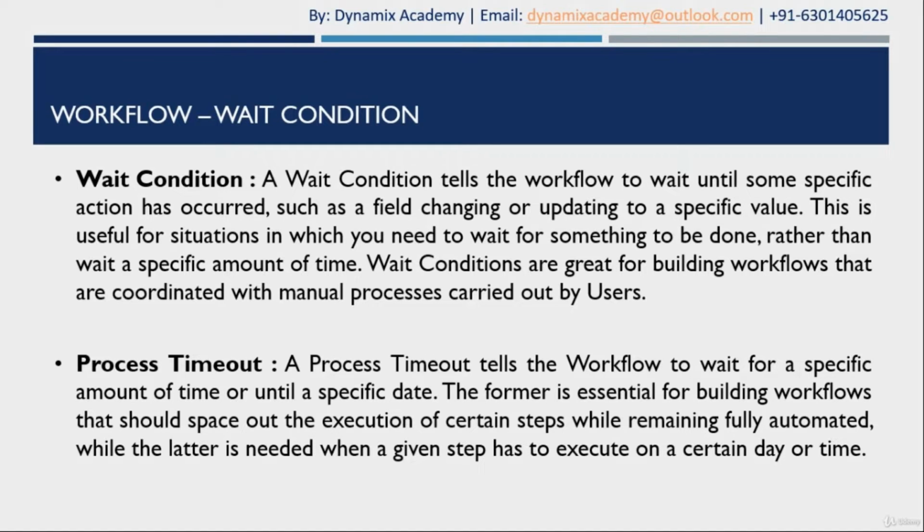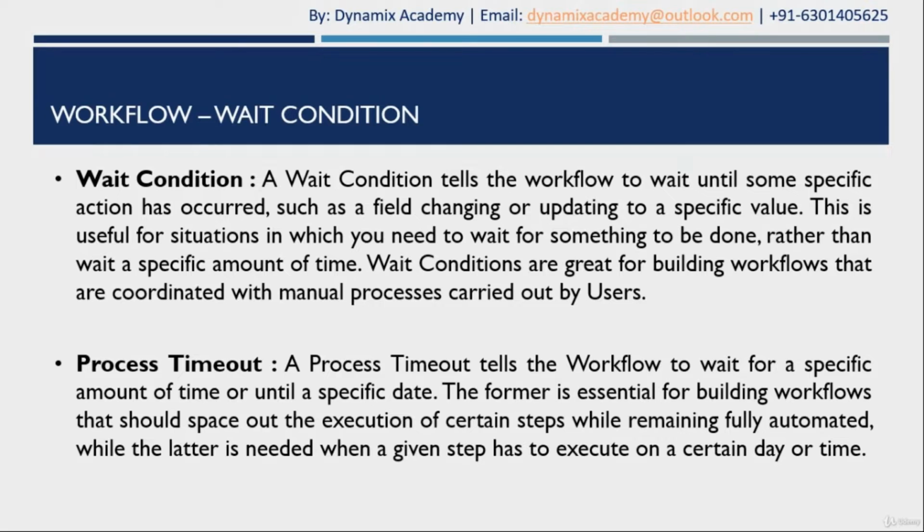But a process timeout tells the workflow to wait for a specific amount of time or until a specific date. While a wait condition is essential for building workflows that should space out the execution of certain steps while remaining fully automated, the process timeout is needed when a given step has to be executed on a certain day or time. So whenever some time duration is required, you need to use process timeouts, while wait conditions will trigger based on some specific action being taken.